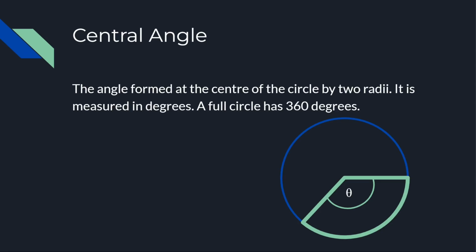The central angle, theta, is used to determine the size of the arc and the size of the sector. A full circle has 360 degrees, so theta is usually less than 360 degrees. We can use theta to find out what fraction of the circle is being considered to determine arc length or area of the sector.